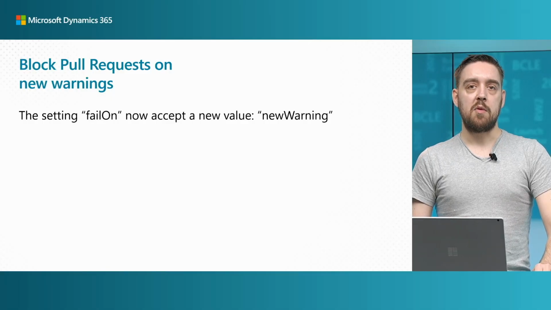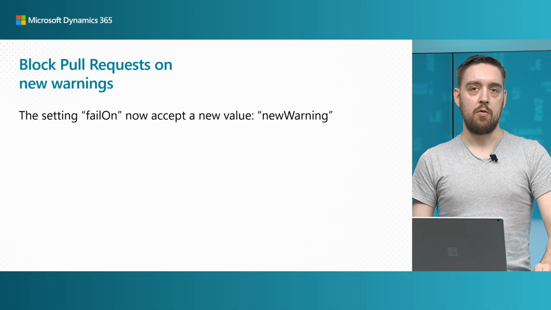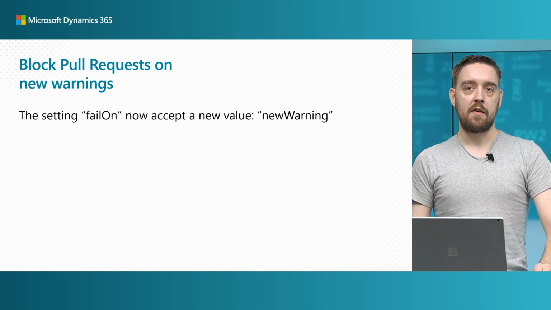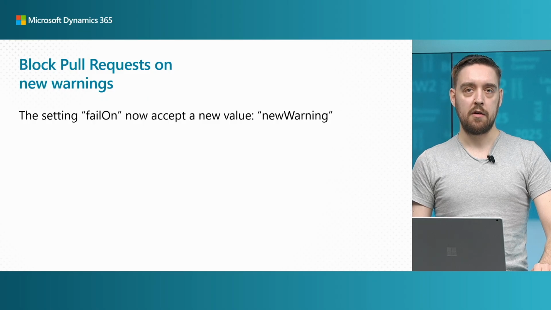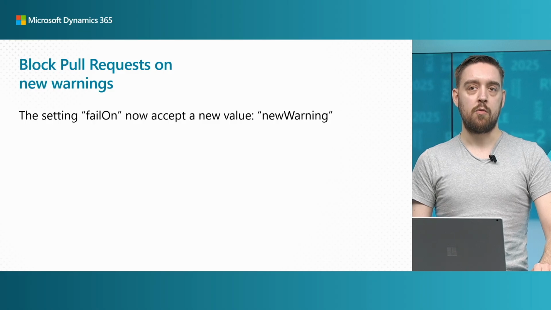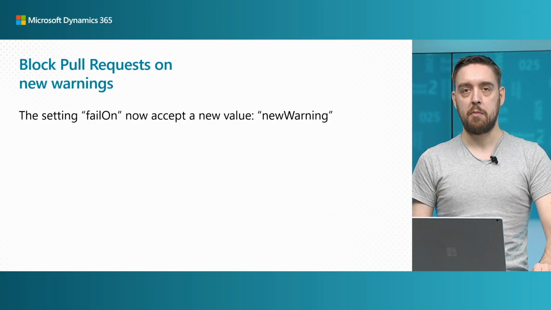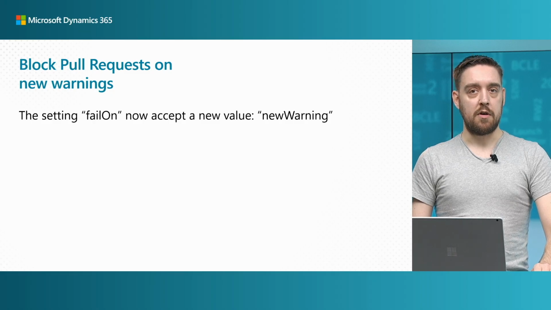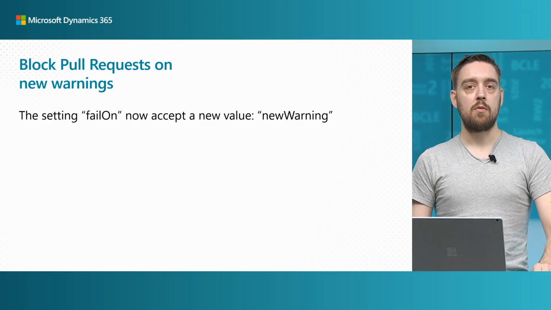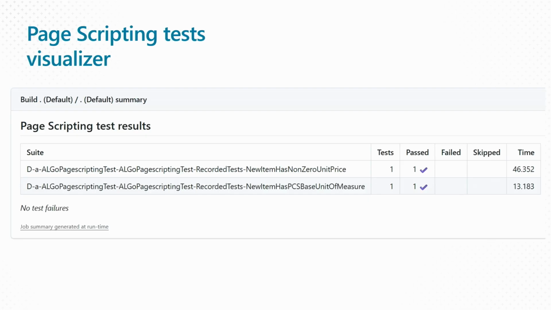Up next, we have the ability to block pull requests on new warnings. The fail on setting has existed for a while, but it now accepts a new value, new warning. What this does is it compares the list of warnings generated in your pull request build to the last good CI/CD build. If any new warnings are introduced, your pull request will be blocked. This does not run on your CI/CD job, so even if that introduces any new warnings, your CI/CD will not be blocked.